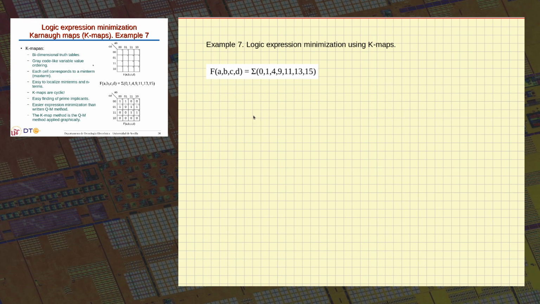Okay, so we'll start by drawing a Karnaugh map for this function for four variables. You can skip this part while I draw the map.